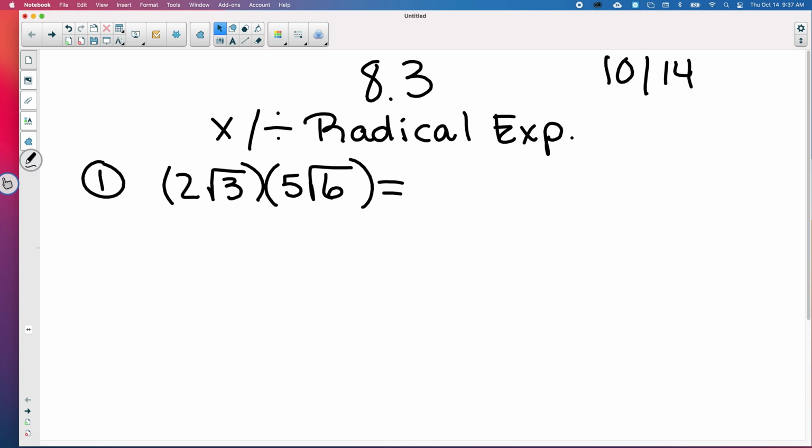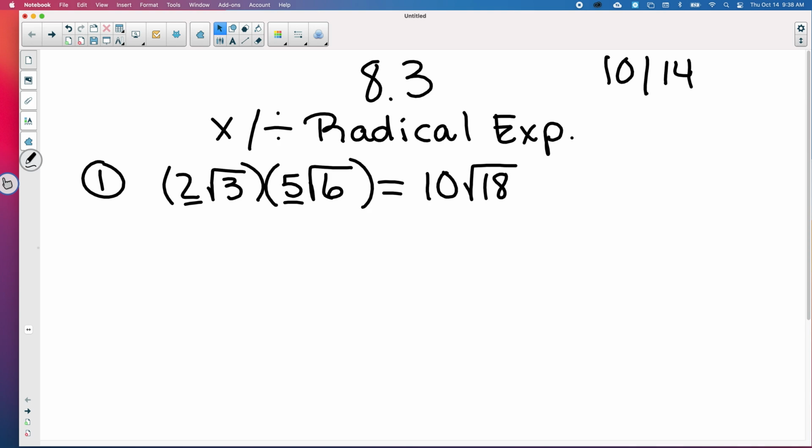Alright, so when I multiply radicals, how do I do it? What do I do? Yes. So you multiply the numbers outside times each other. So the 2 and the 5, and that would be 10. And then you multiply what's under the radical times each other. So 3 times 6 would be 18.